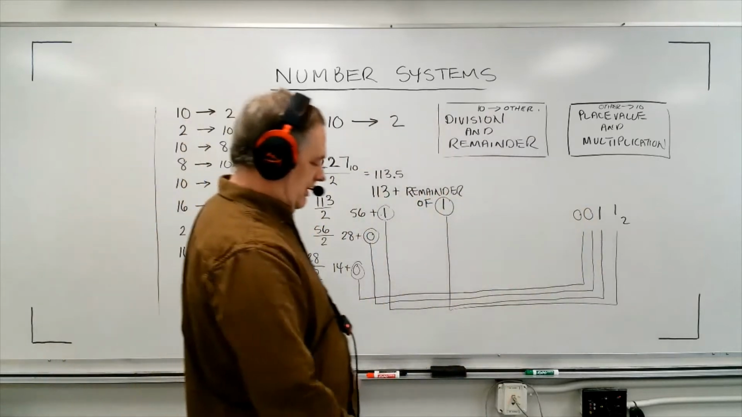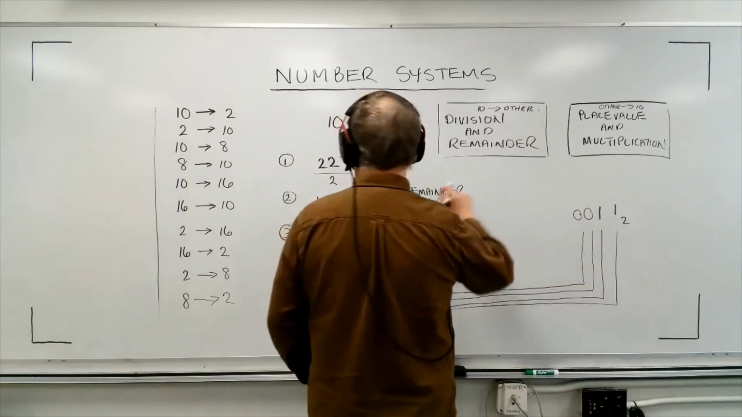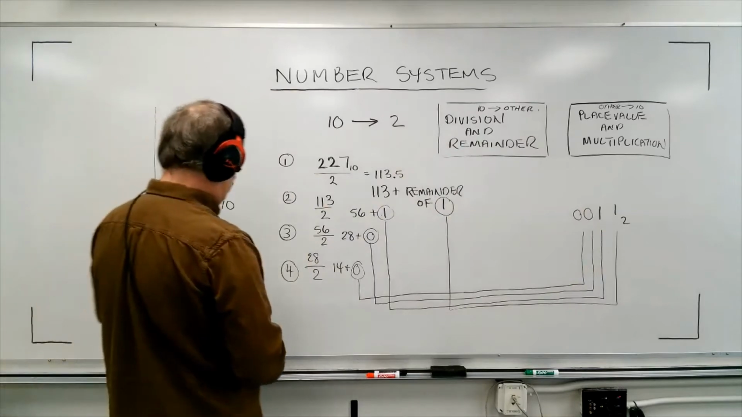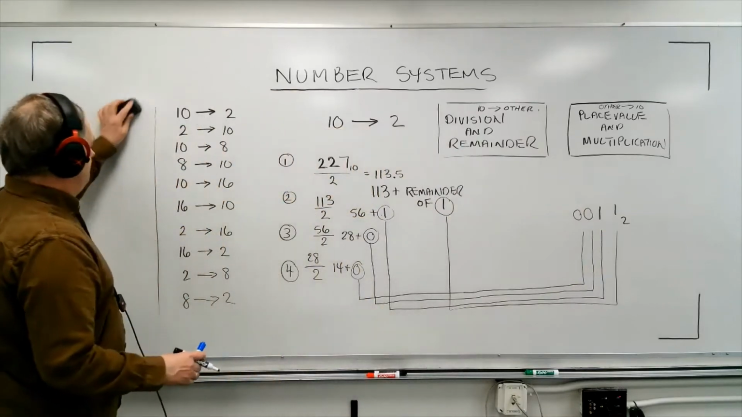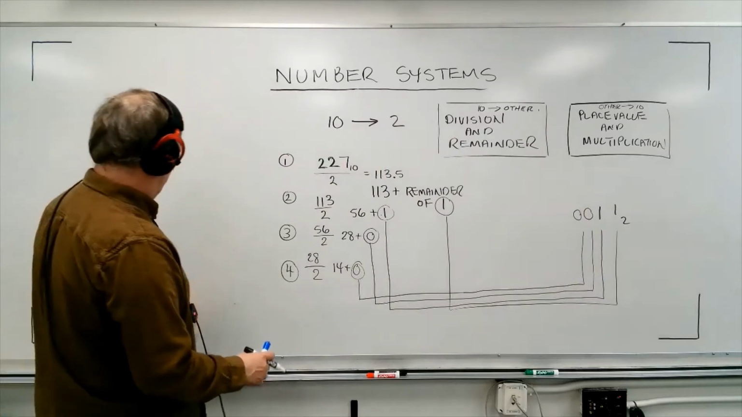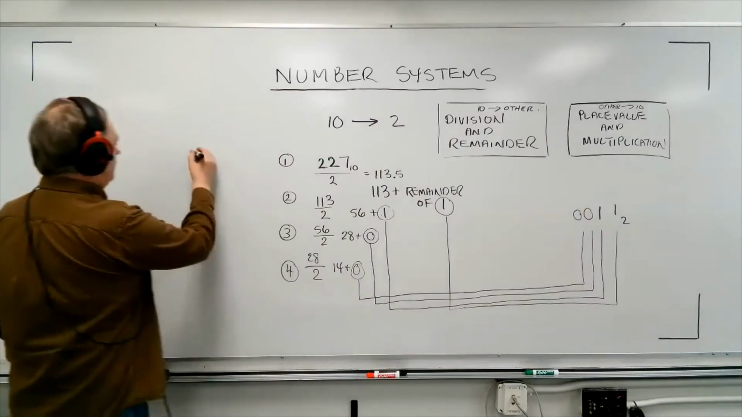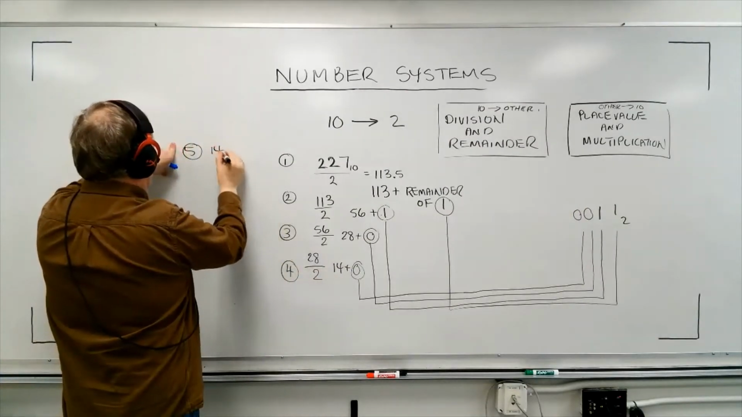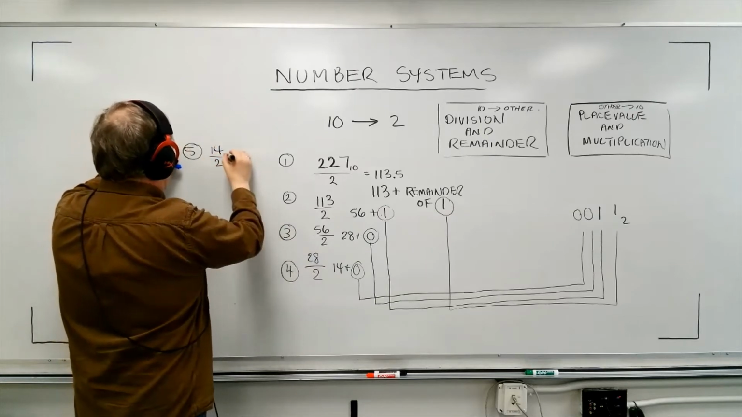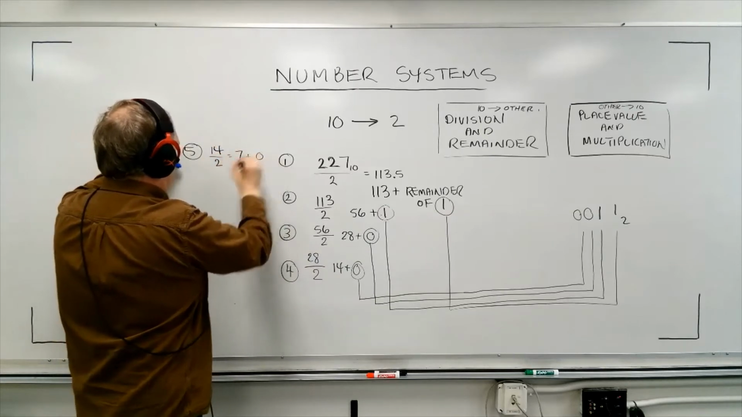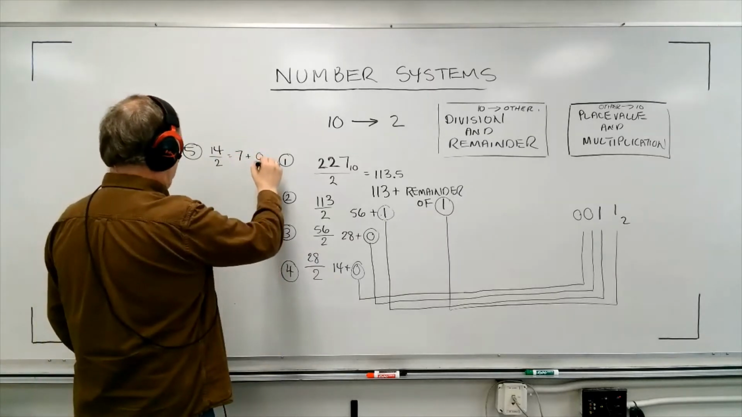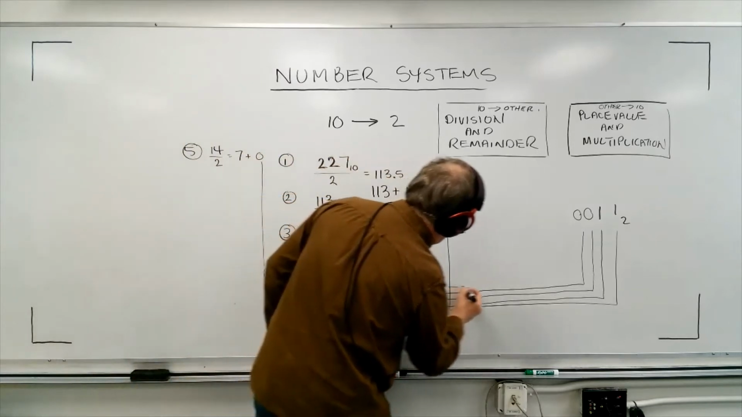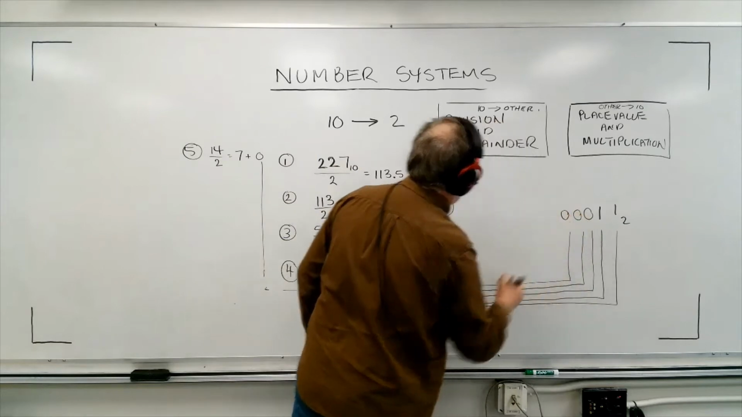Now, I've got to move over where I've got a little more space. I should have moved those over to begin with. I'm going to draw it here, and I'll copy that over a little bit further. Okay, here's step number 5. So we're looking at 14. 14 divided by 2 equals 7 plus 0 remainder. And so this 0, of course, carries down, goes across here, comes up, and it's right there.